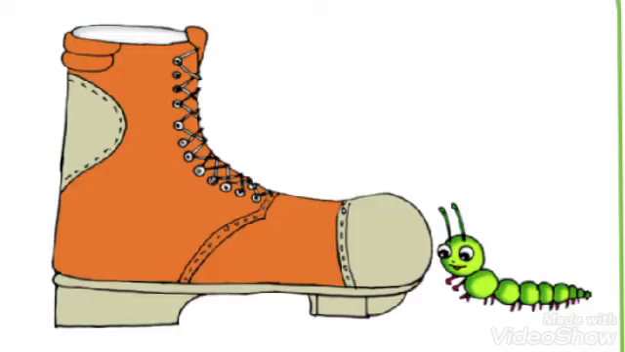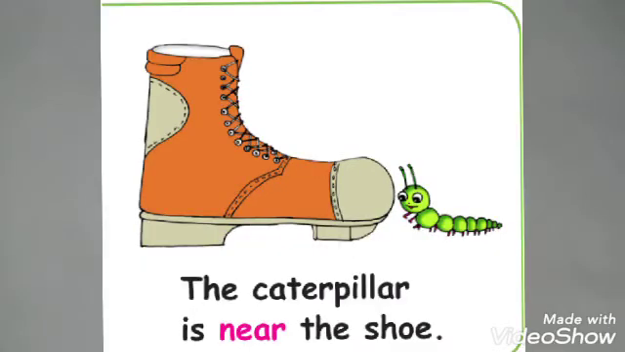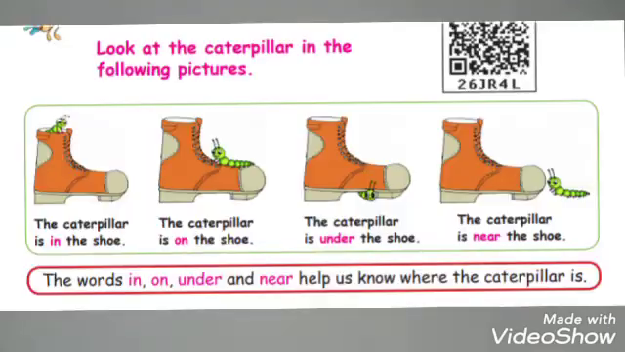Near. Use near when the distance between the two objects is small. For example, see where is the caterpillar? The caterpillar is near the shoe. The words in, on, under and near help us know where the caterpillar is.